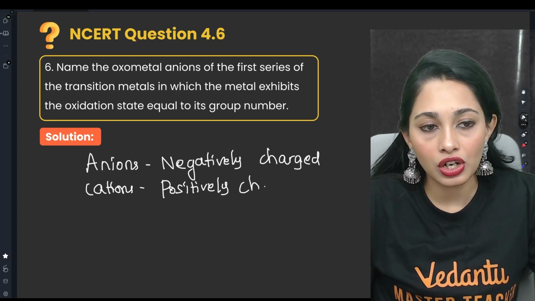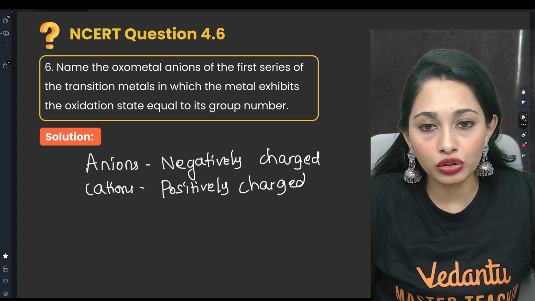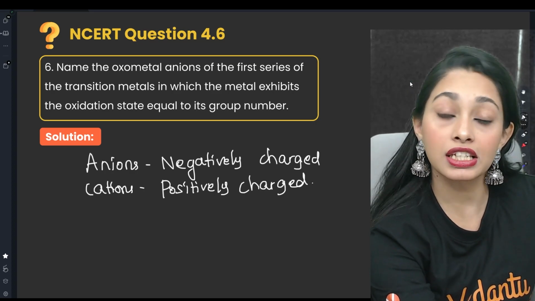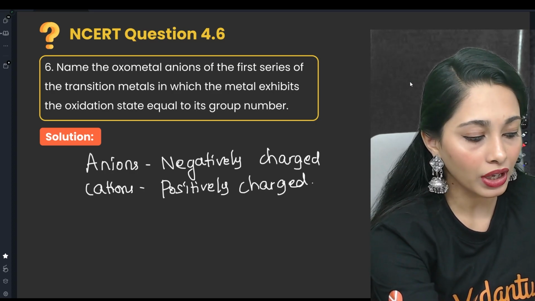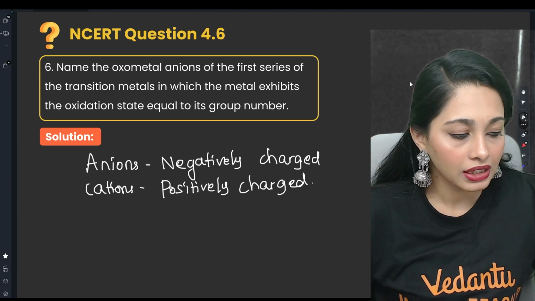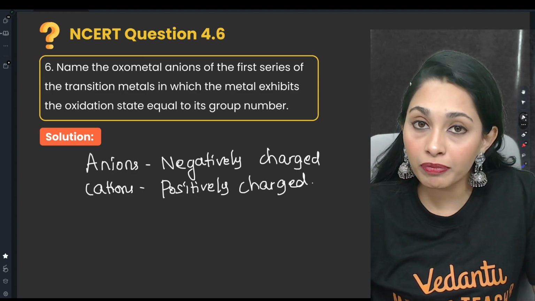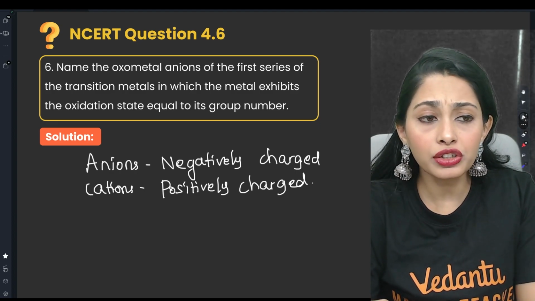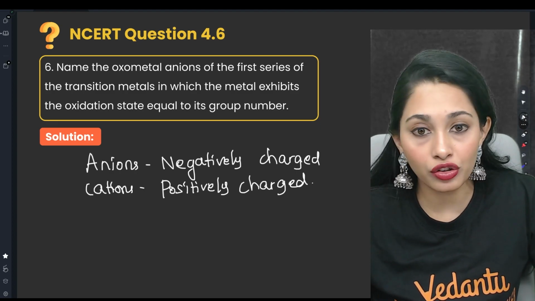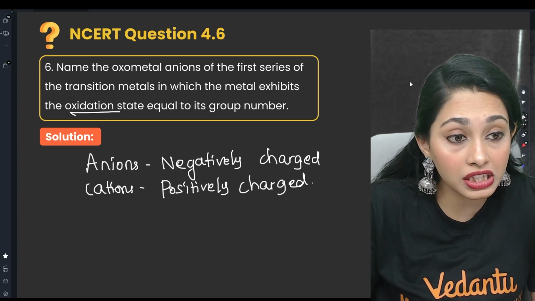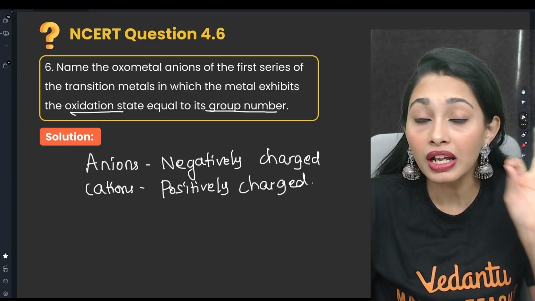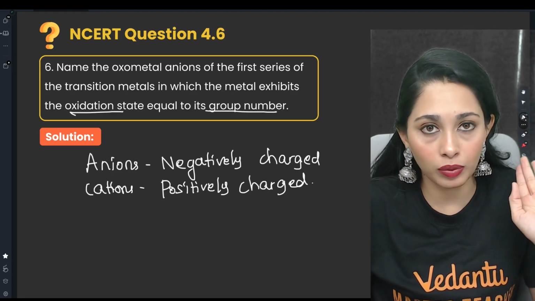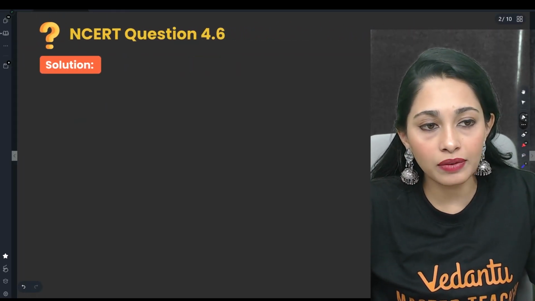So, which are the metals that belong to the first series of the transition metals? It starts from scandium. There is vanadium, chromium, and we have manganese, cobalt, etc. So, in order to name the oxometal anions, we need to consider the oxidation state as well as the group number. They should be equal. Okay, so let's see one by one.